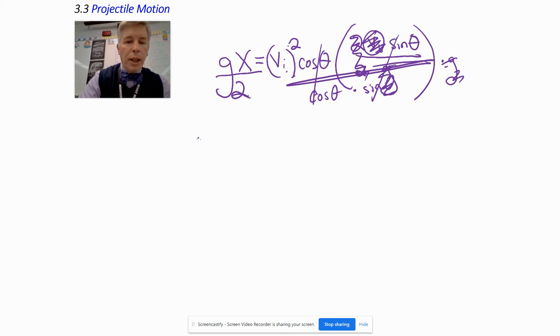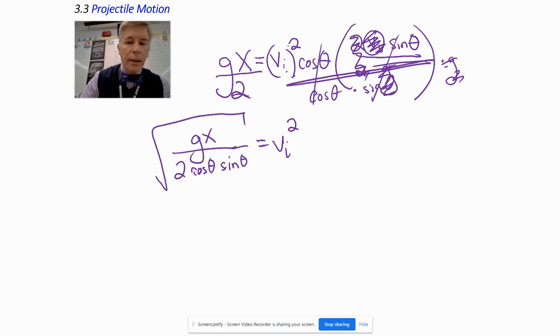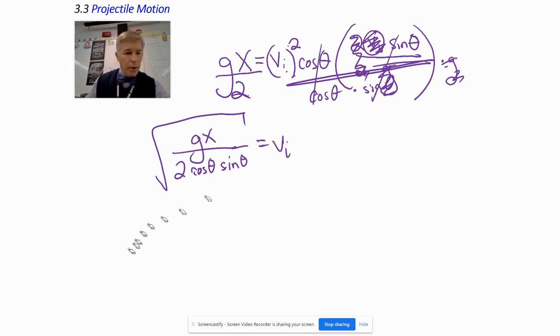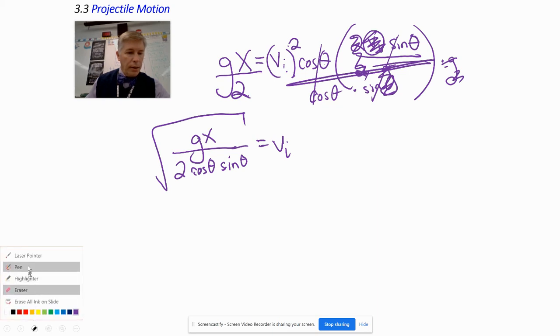So I'm going to end up with G times X over 2 times the cosine of theta times the sine of theta, and that equals VI squared. But wait a second, I don't want VI squared, I just want VI. So I'm going to have to square root this side so I can get rid of that square on there. Let's see if I can grab that eraser. There it is. Bye-bye. Grab my pen again.